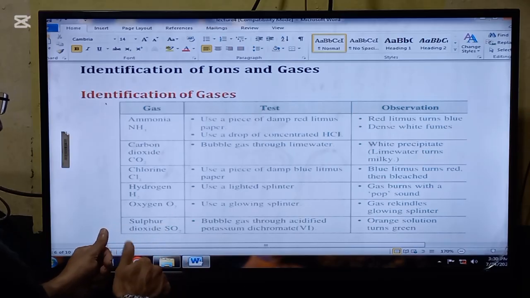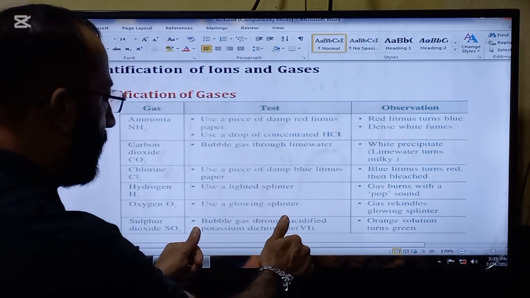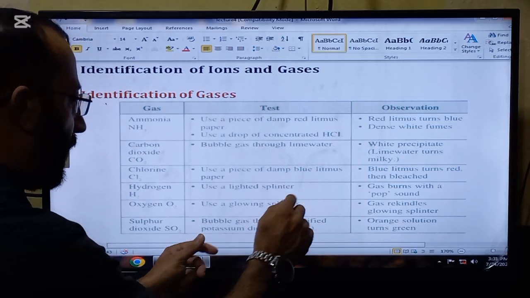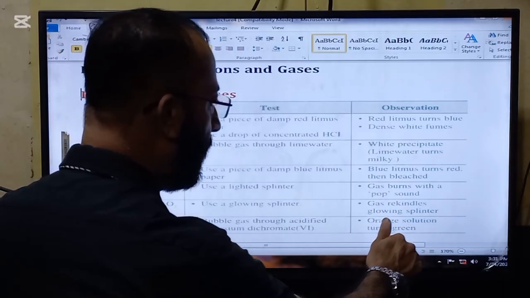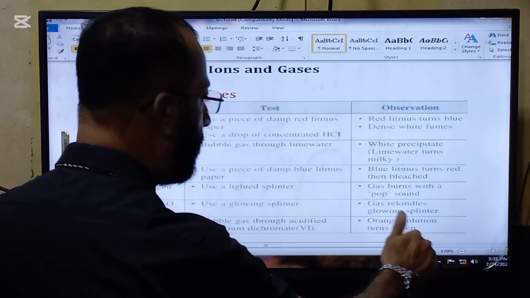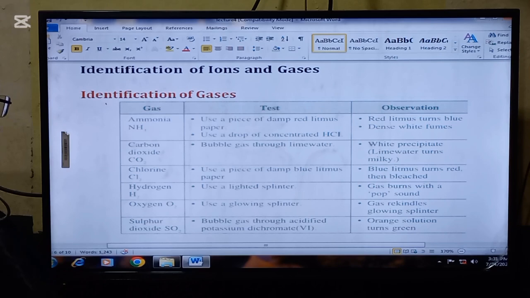Almost the same type of test is for oxygen gas. To identify oxygen gas, you have to use a glowing splinter and take it near the sample gas. If the gas rekindles the glowing splinter, that will be the sign that the sample gas is oxygen gas.